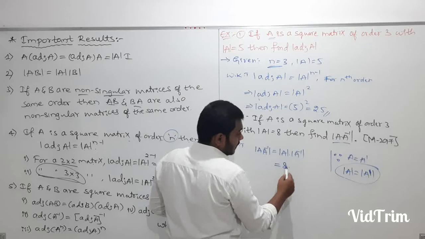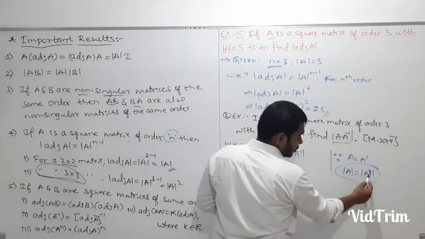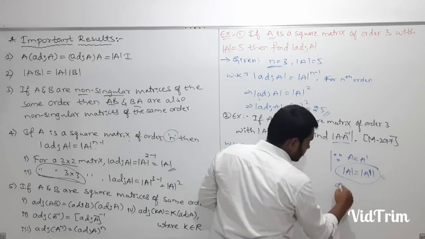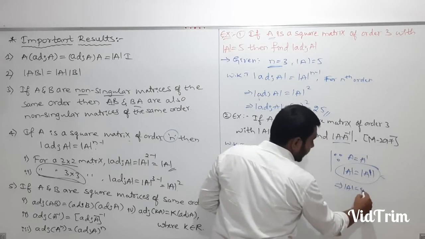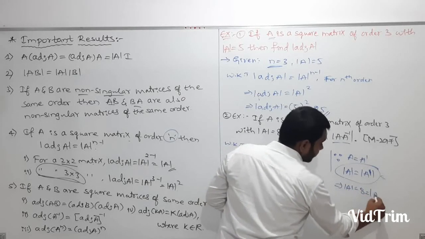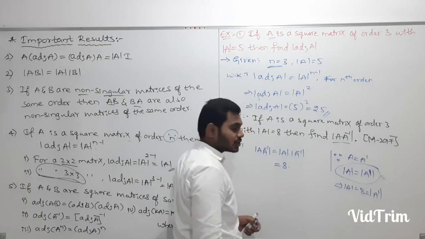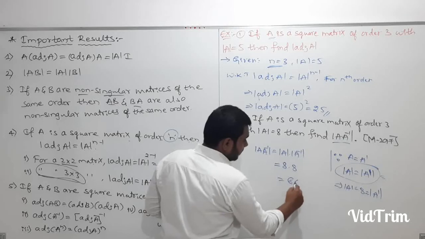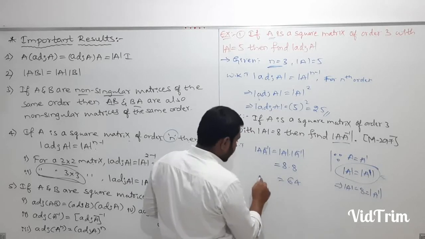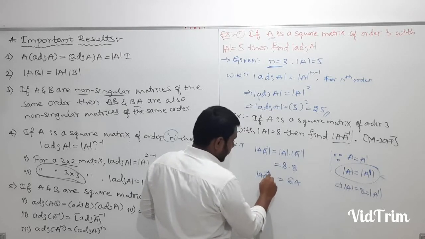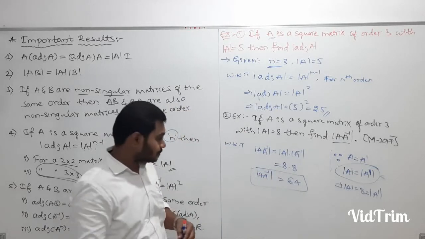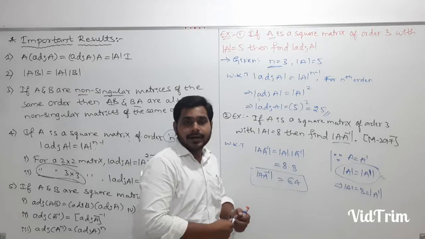Since determinant of A is equal to determinant of A transpose, and determinant of A equals 8, determinant of A transpose is also equal to 8. So 8 into 8 equals 64. Therefore determinant of A into A inverse is equal to 64. This is your required answer.